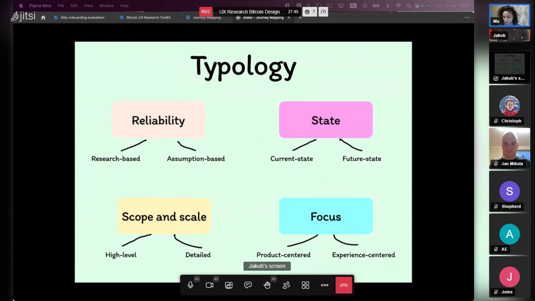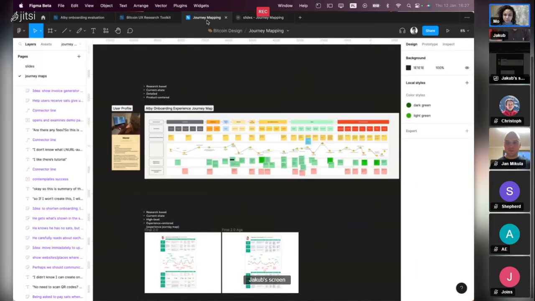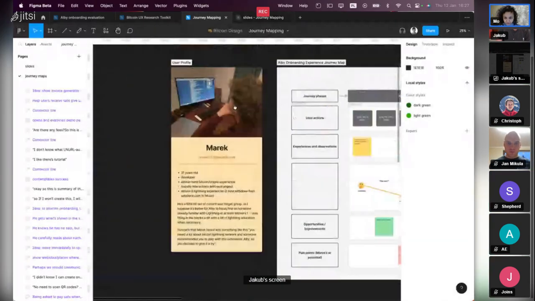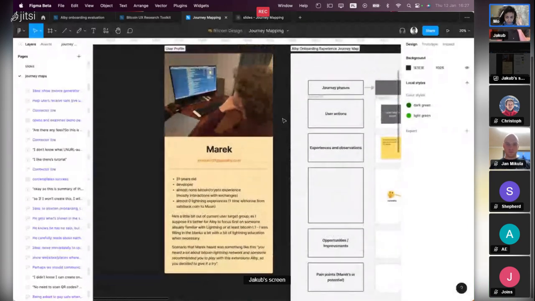I had a question with regards to developing, because I saw in the beginning of the Get Alby one, you had a little bit of a write up about the person. Were there particular questions that you maybe asked that person to put together that persona?